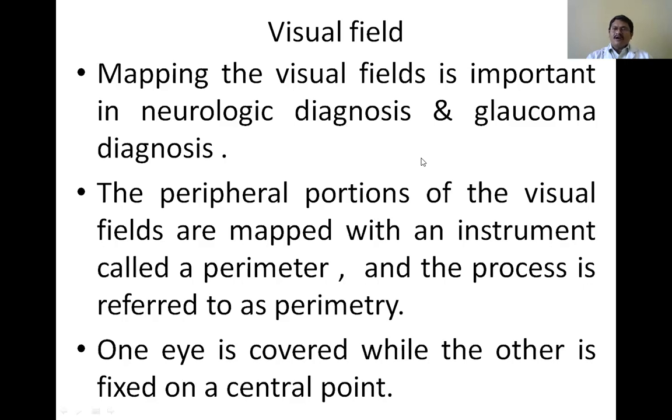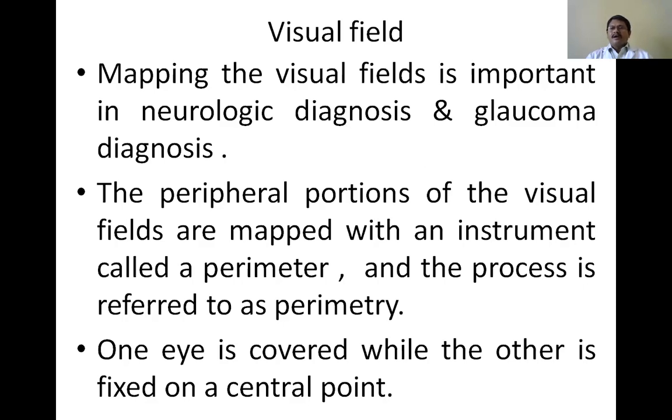Another condition was when we discussed glaucoma. Glaucoma is another disease where you must distinguish between neurological lesions and glaucoma. The neurological lesions obey the vertical meridian, and glaucoma obeys the horizontal meridian. That is the basic difference between these types of lesions.